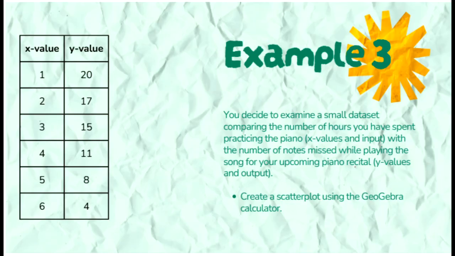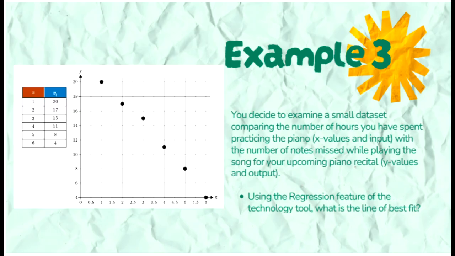Let's move on to example 3. You decide to examine a small data set comparing the number of hours you have spent practicing the piano, X values and input, with the number of notes missed while playing the song for your upcoming piano recital, Y values and output. So first they want you to create a scatter plot using GeoGebra. So you just create a table, input this, you're going to get this. Okay, then you're going to use the regression feature of the technology tool to find the line of best fit.